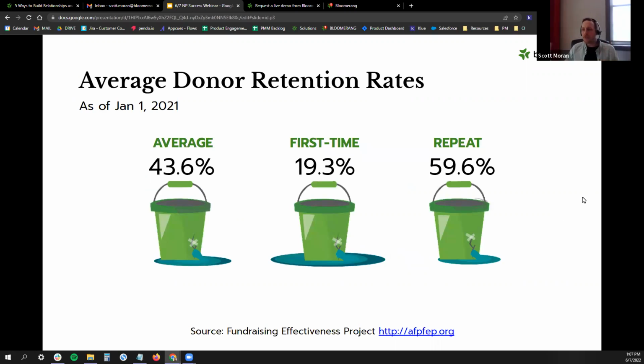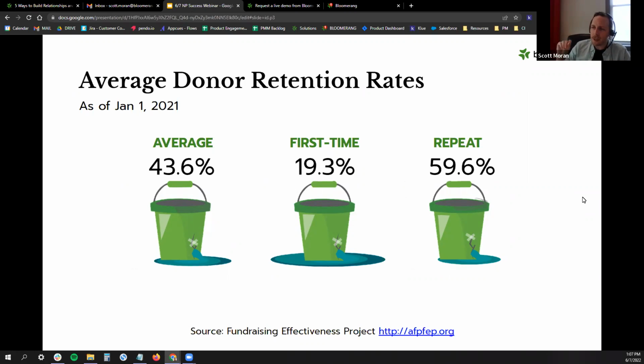And here are the results from the Fundraising Effectiveness Project. This is so important, and some of you may have seen this before. These are numbers from 2021. I was trying to get the 2022 numbers in here, but these are the solid ones I know for sure at the moment. So the industry average for donors being retained is 43%. So just a little less than half of donors, when they give, about half just don't give again.